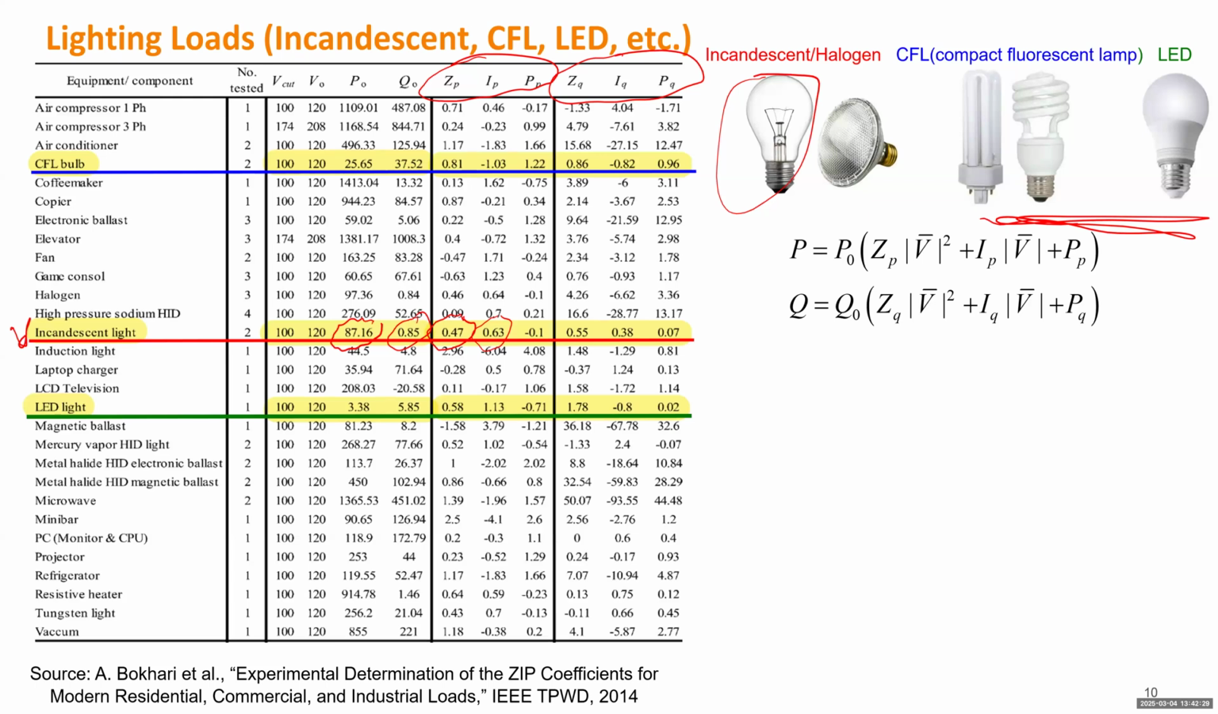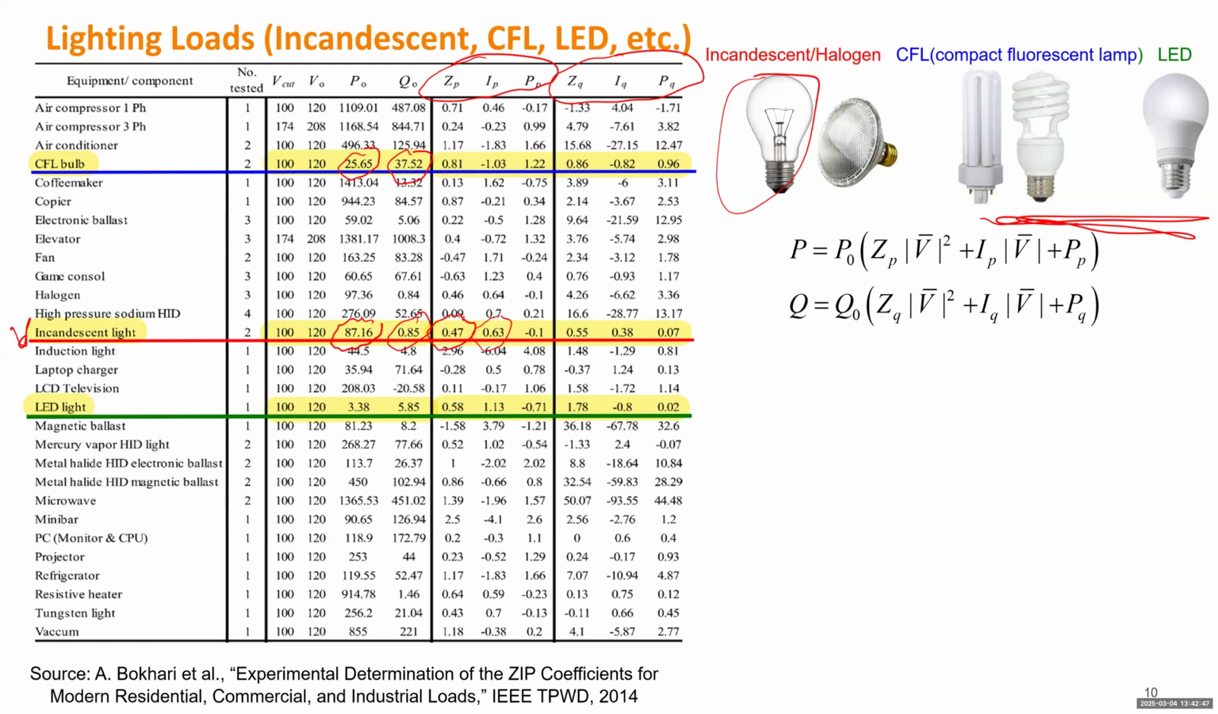If we move to the CFL, which is the blue line, the active power for this one is 25 and reactive power is 37. So the power factor has largely changed.